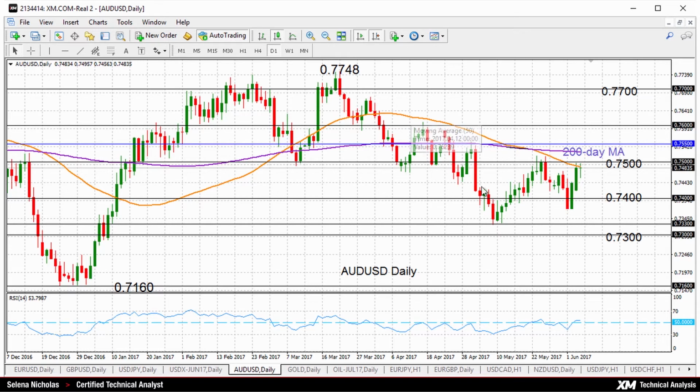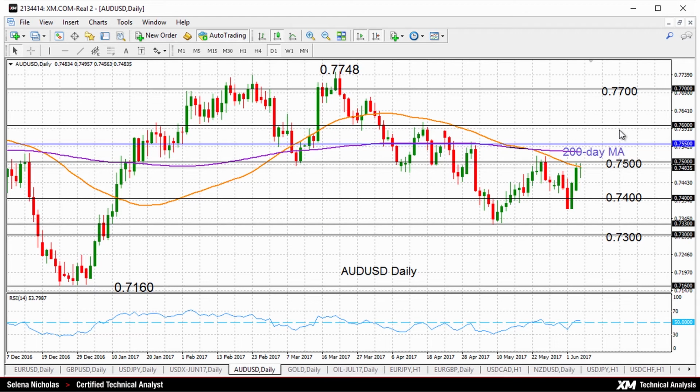It shifted from a bearish bias. Now it's consolidating, but it's been capped at 0.75. That's an important resistance level. We did have a bearish crossover of the 50-day with the 200-day. The market would need to clear this 0.75 resistance to shift to a more bullish bias.